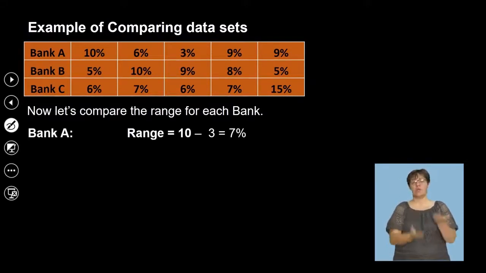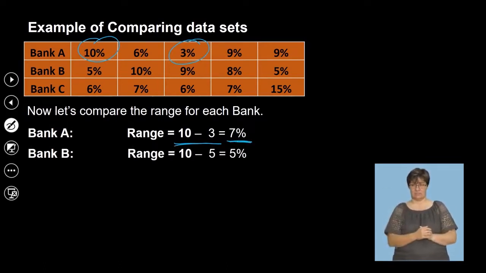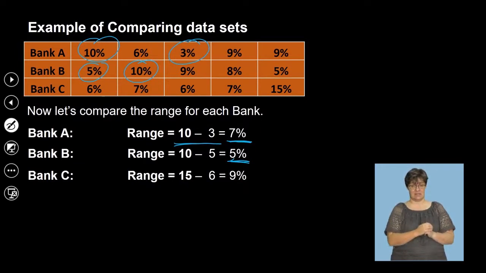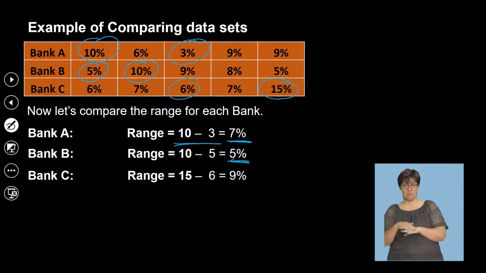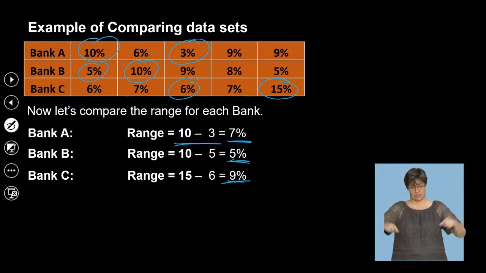Let's compare the range. The range for bank A is maximum minus minimum. The maximum for A is 10 and the minimum is 3, which gives us 7%. For B, the maximum is 10 and the lowest is 5. So the range is 5%. For C, the maximum is 15 and the minimum is 6. The range for C is 9. Interesting.